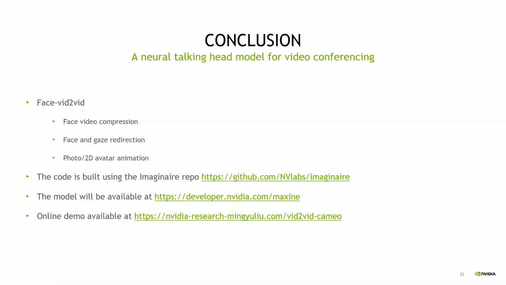Conclusion. Face-vid2vid is a neural talking head model for video conferencing. It achieves a great compression rate and can achieve face and gaze redirection as well as photo and 2D avatar animation. The code is built using the Imaginaire repo, and the model will be available at this website, and the online demo is available at this website.